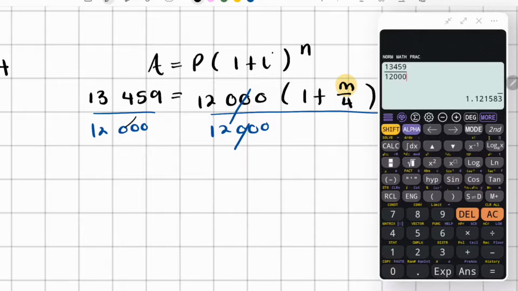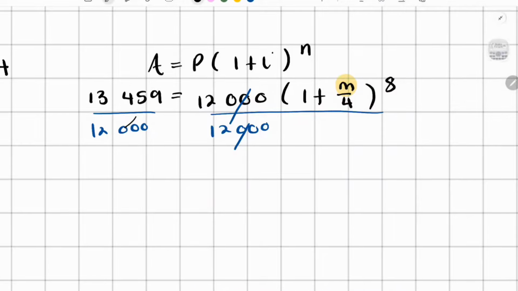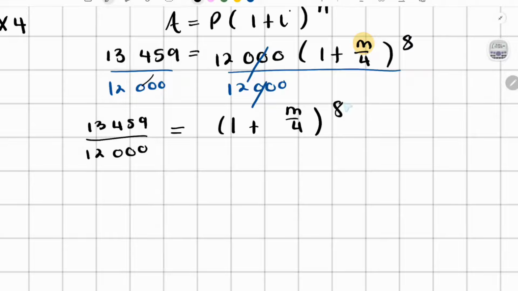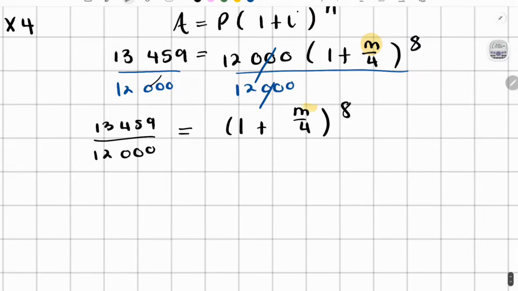So I'm going to leave it like this. I'm not going to change that. I'll leave that as a fraction. And so what I just have here is 13,459 over 12,000. And then this is equal to, we have now, 1 plus m over 4 to the power of 8. Now, we're still trying to get to m.